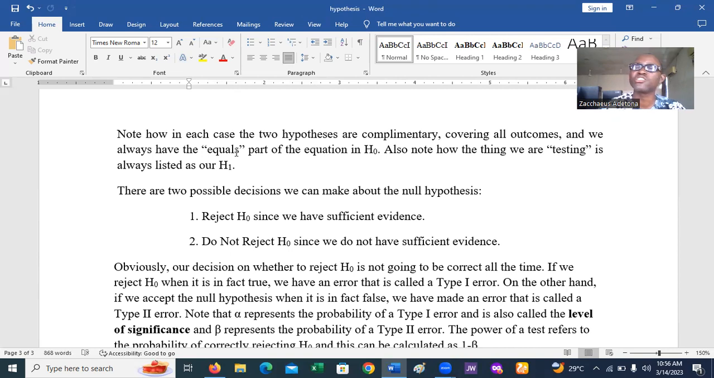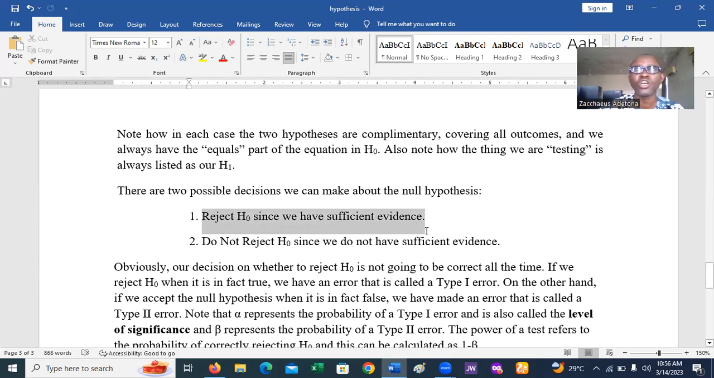Now, when we want to make decisions, two possible decisions can be made. One, when you have carried out your inferential statistics and you are going to make a conclusion, you check your tables. The value you got from the table, you compare with the value you got in calculation, then you make a decision. Now, how do we make decision?